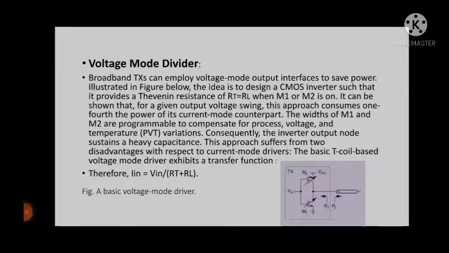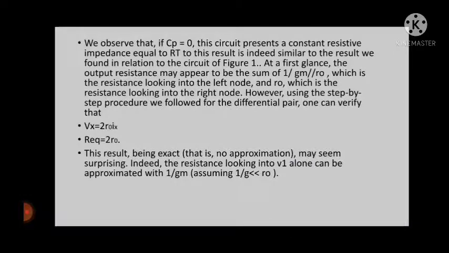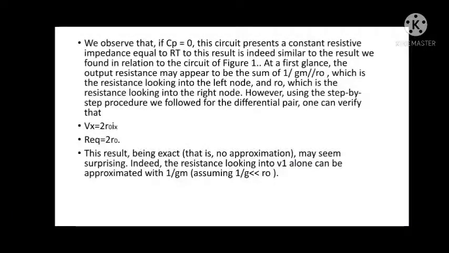The basic T-coil based voltage divider exhibits the transfer function. Therefore, the input current Iin is equal to the input voltage over RT plus RL, which can be written as Iin equals Vin by (RT plus RL). We observe that if Cp is equal to 0, this circuit presents a constant resistive impedance equal to RT. This result is indeed similar to the result we found in relation to the circuit in figure 1.